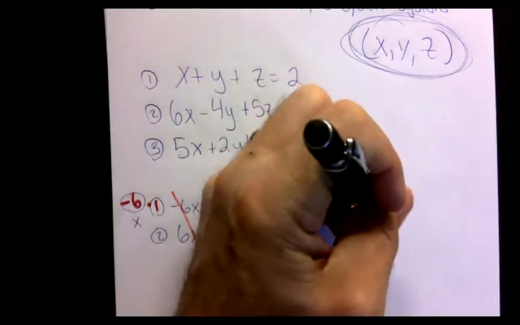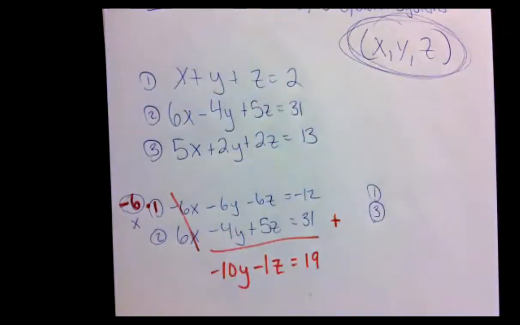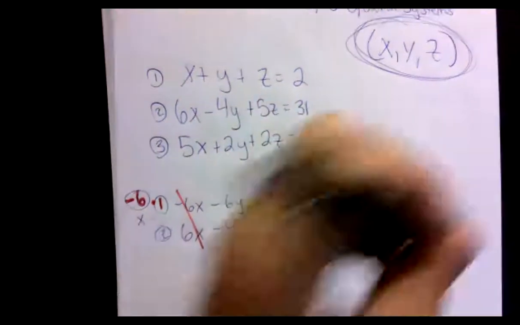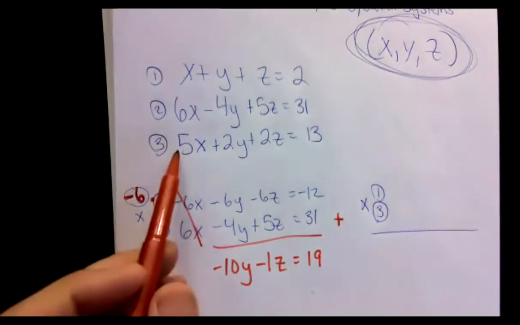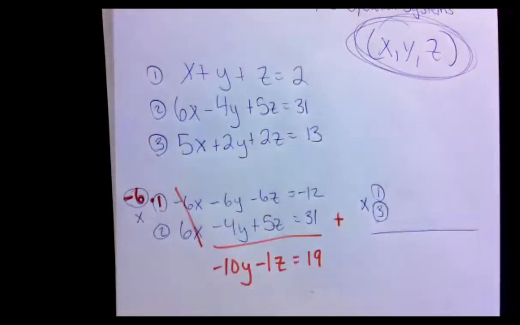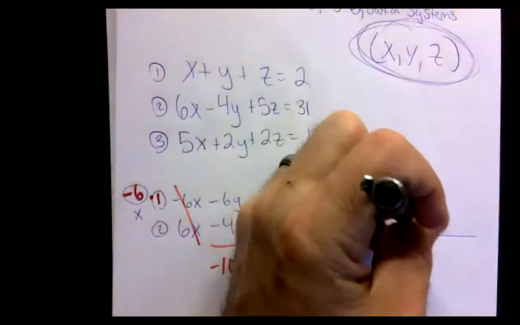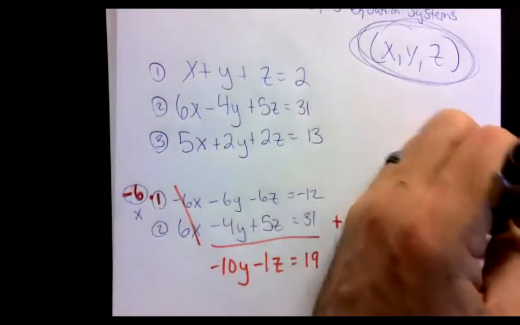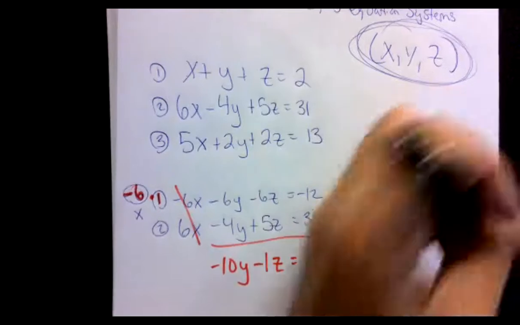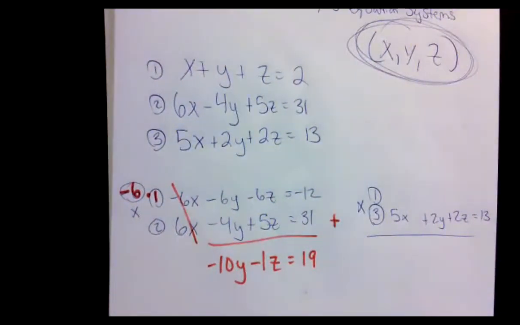So I'm going to pick 1 and 3, but I want to cancel the same variable. I've got to get rid of my x's. That's the only way this works. So 3 is fine: 5x plus 2y plus 2z equals 13. And again, I want to get rid of my x.